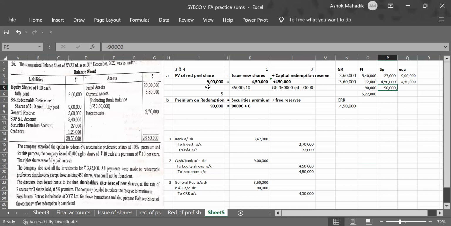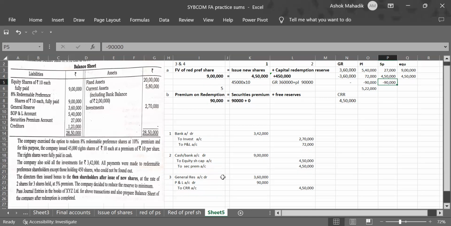Now, third and fourth entry as per the equation. We have to make an entry for making preference shares redeemable. So I'll write the fourth entry. We are redeeming preference capital, so it will be debited. Preference capital account debit. Premium on redemption account debit.